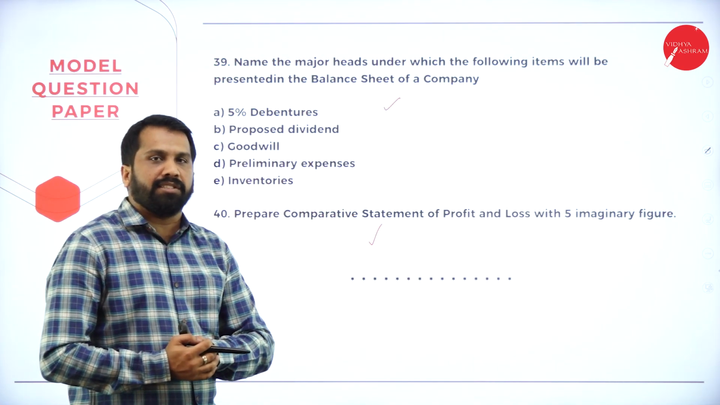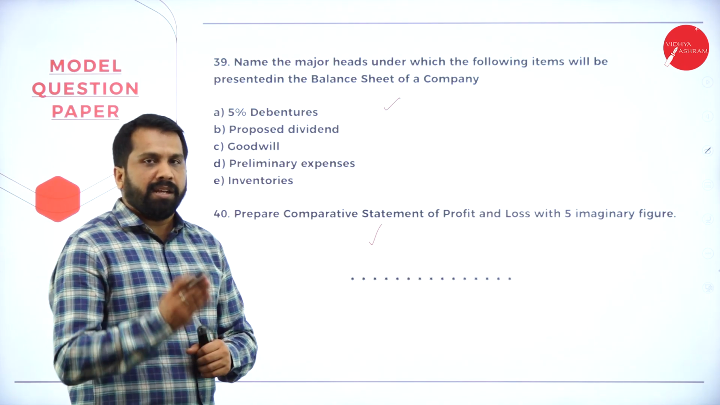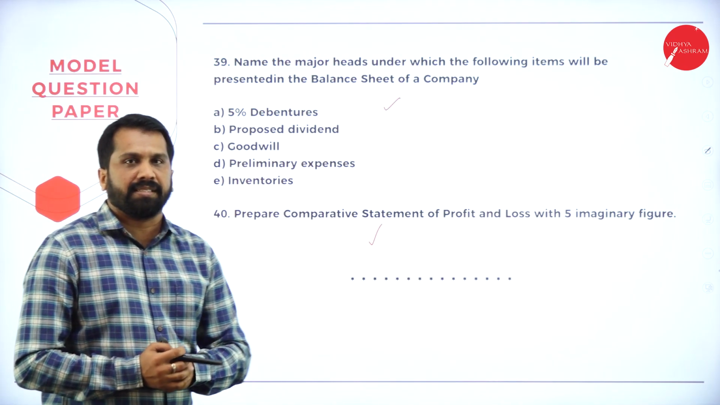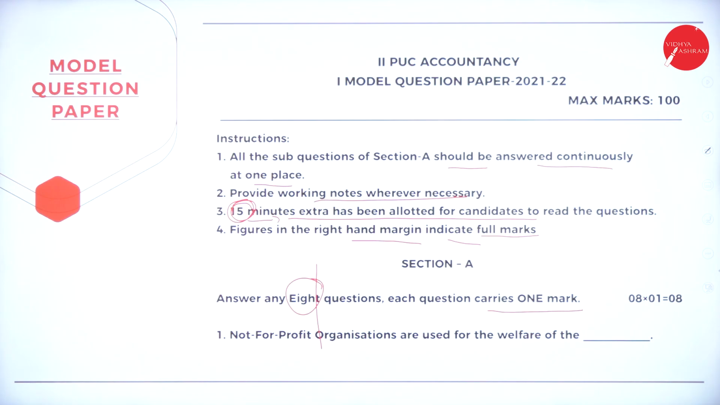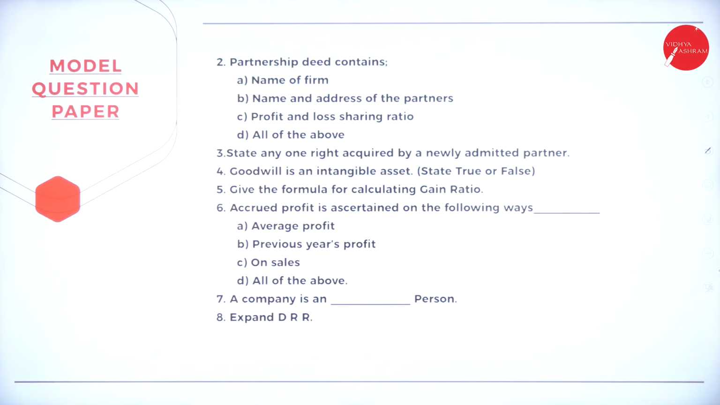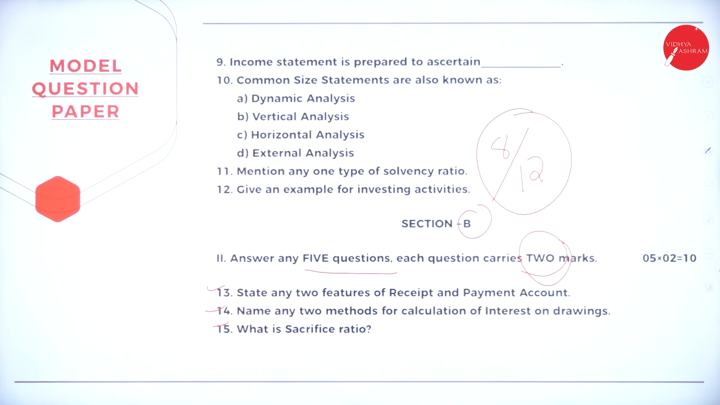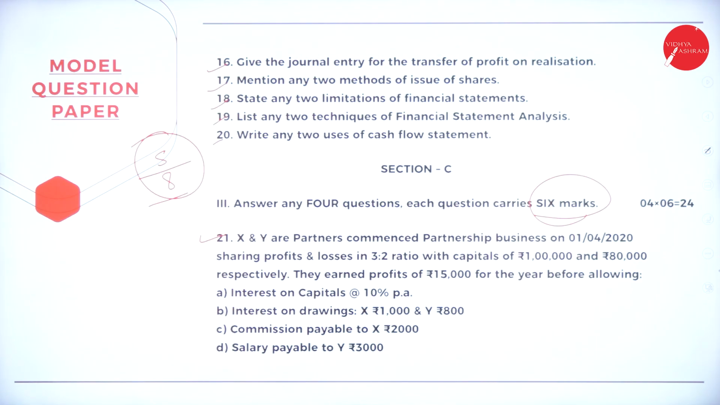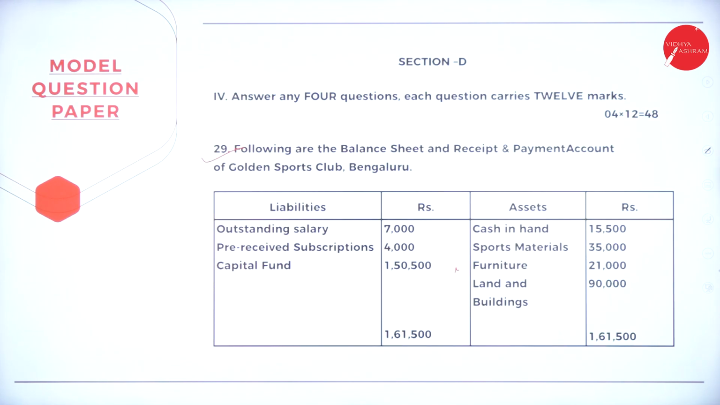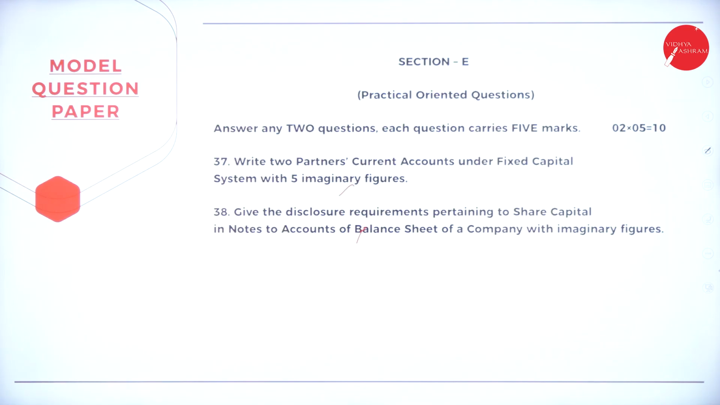If you want to take a screenshot of the question paper, please take it. We'll start with your solutions. So these are the instructions. We'll start with question 1. These are the 1-mark questions. Part B, 2 marks. Part C, 6 marks. Part D, it is all 12 marks. Part E, it is a POQ, practical oriented questions.